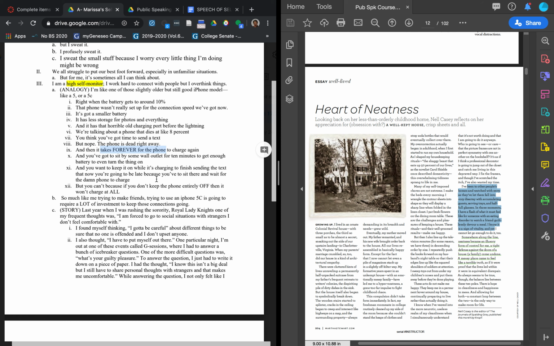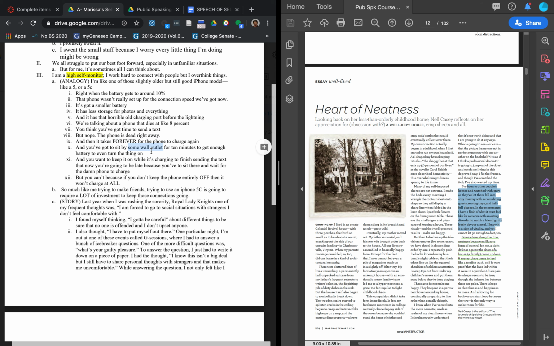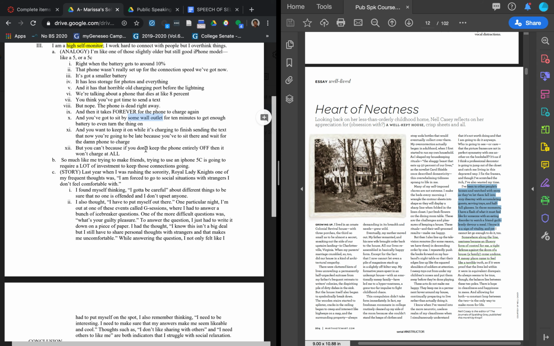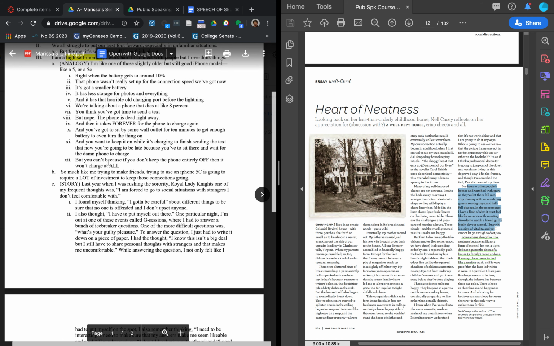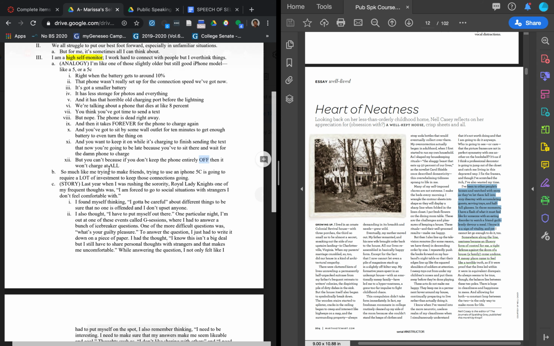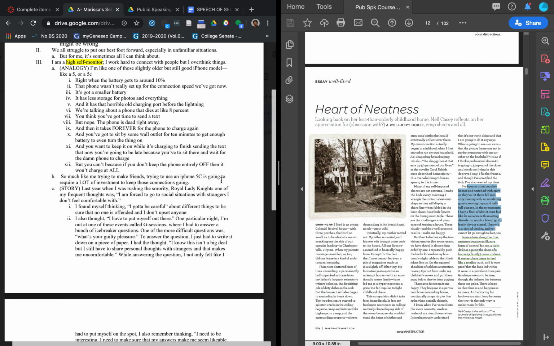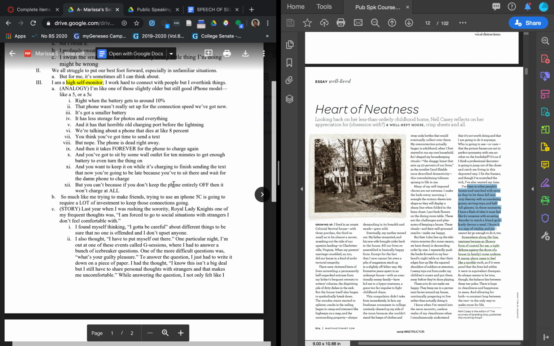It takes forever for the phone to charge again. You got to sit by a wall outlet for 10 minutes, like in the airport, to get enough battery to turn it on. And you want to keep it on while it's charging so you can finish sending the text, but now you're going to be late because you got to sit there and wait for the damn phone to charge because you should have just turned it off in the first place. But you can't, because if you don't keep the phone entirely off, then it won't charge at all. So much like me trying to make friends, trying to use an iPhone 5C is going to require a lot of investment, right? So great.